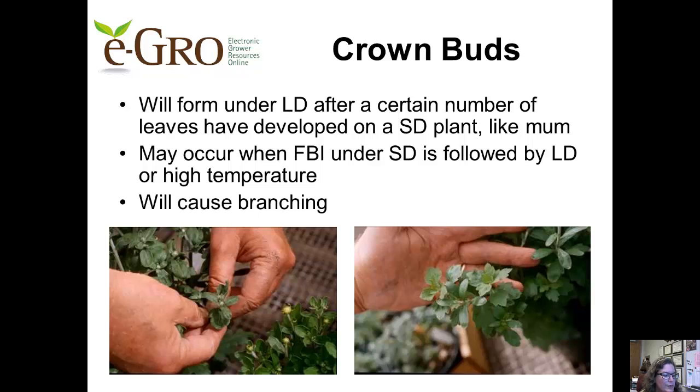But they can also occur if short days begin the change of the apical meristem of the mum from vegetative under long days to reproductive under short days. You kind of go back and forth between short days and long days, so the plant isn't consistently under the correct photoperiod to convert the apical meristem to reproductive growth. And high temperature definitely contributes to the occurrence of this phenomenon.